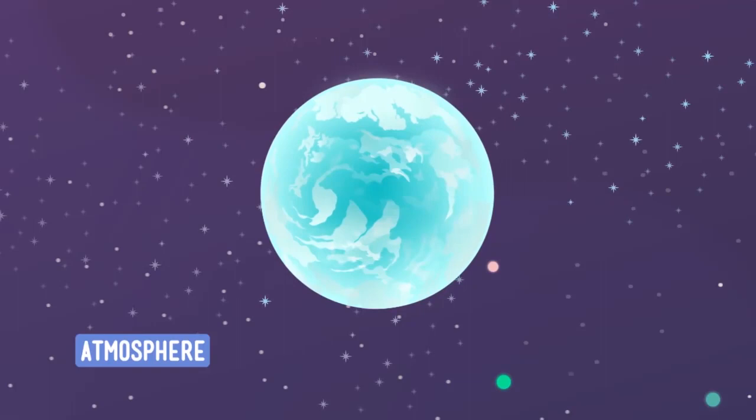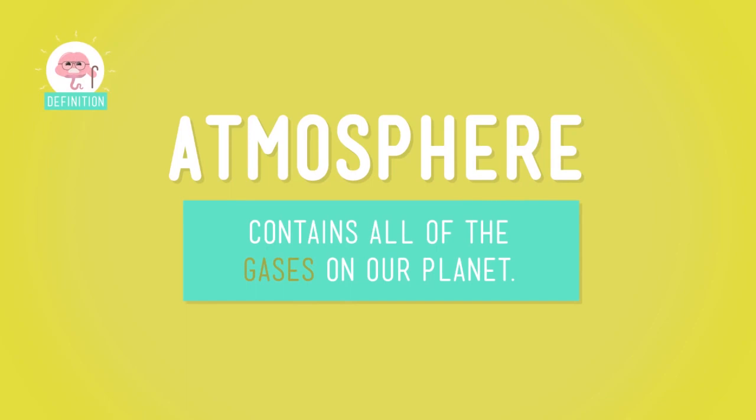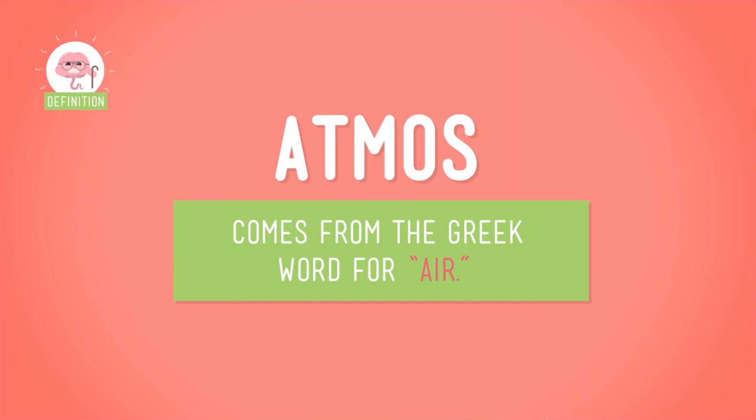Our last, but certainly not least, sphere. This sphere contains all of the gases on the planet, which is fitting since atmos comes from the Greek word for air. Although we can't really see the atmosphere or grab onto it, it reaches everywhere and covers the entire planet like a giant snuggly blanket. But our atmosphere blanket isn't all the same. It's split up into many different layers.